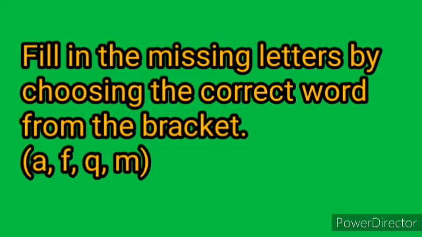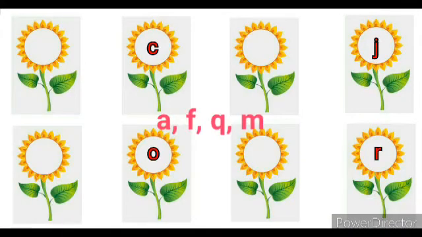Read the letters given in the bracket. A, F, Q, M. You have to arrange these letters in alphabetical order. What will be the first letter? A. C is already given. Do we have D? No. E? No. F? Yes. Then the third letter will be F.